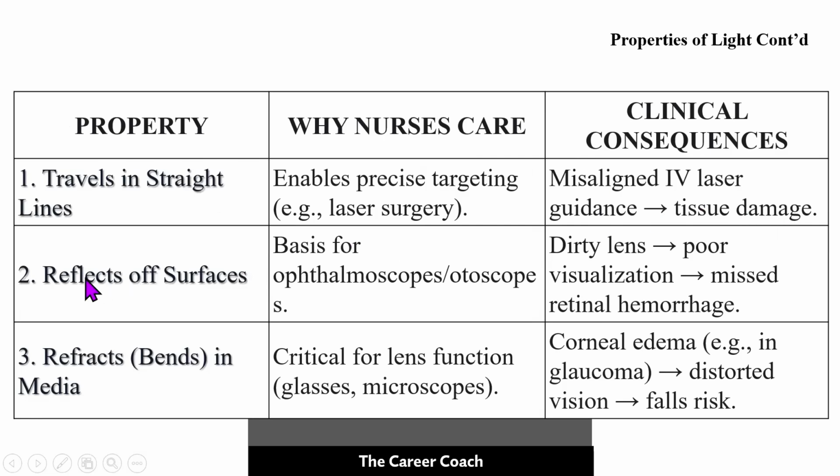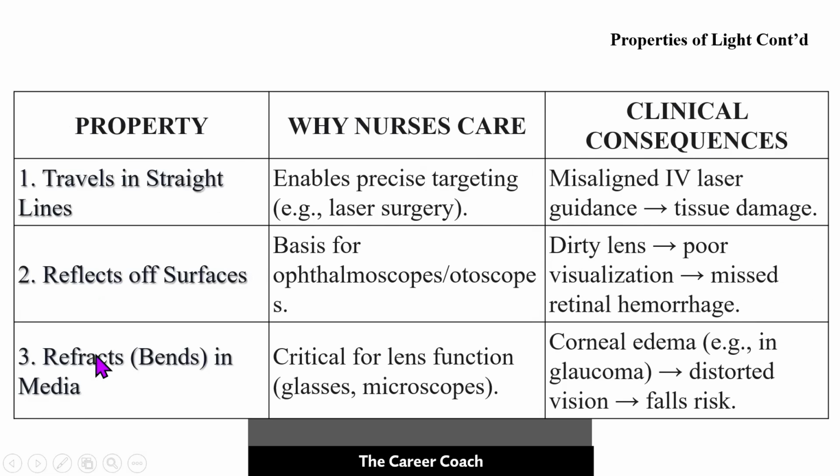Number 2, the second property of light, it reflects off surfaces. Why do we care? It's the basis of ophthalmoscopes and otoscopes. Clinical consequence: if the lens is dirty, it leads to poor visualization, leading to missed retinal hemorrhage.